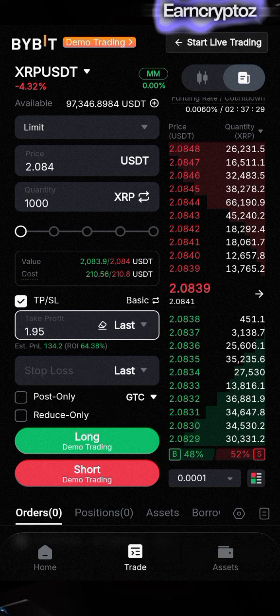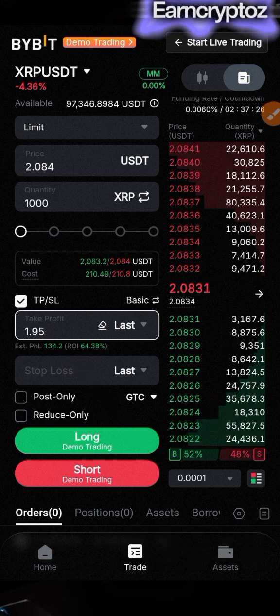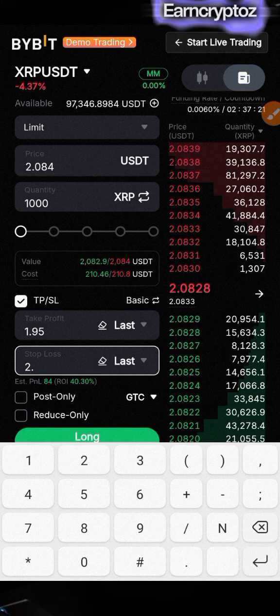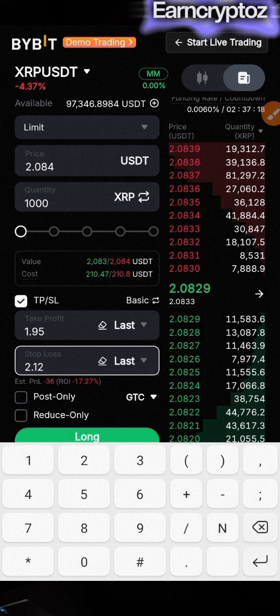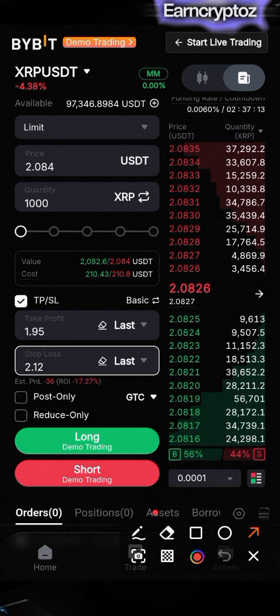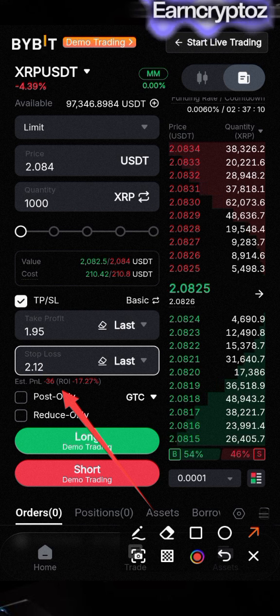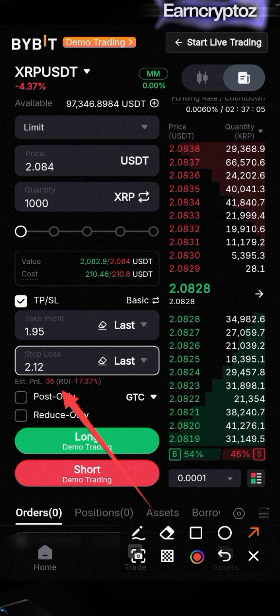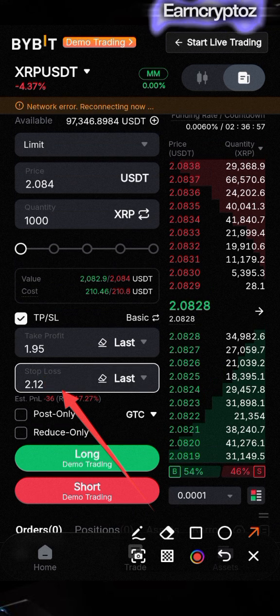And if the trade goes against you, which is the stop loss, let's assume the stop loss price is 2.12. Okay, so you can see the exact amount we're going to lose if the trade goes against us. That's 36. So this is how you set the exact amount you're going to lose or gain whenever you're placing a trade. So let's say this is a stop loss price you see in the trade signal, and this amount is going to be too much for you.